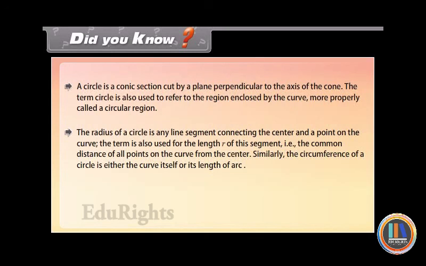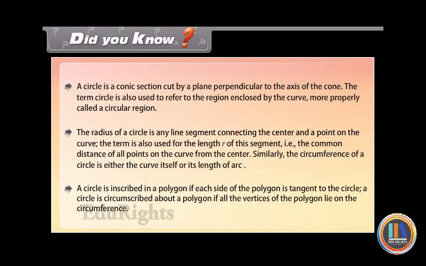Similarly, the circumference of a circle is either the curve itself or its length of arc. A circle is inscribed in a polygon if each side of the polygon is tangent to the circle. A circle is circumscribed about a polygon if all the vertices of the polygon lie on the circumference.